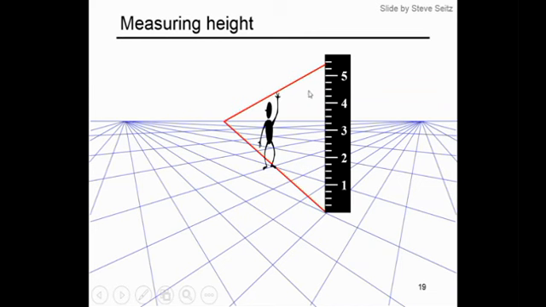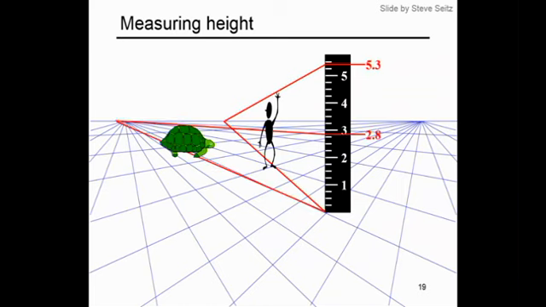So in this illustration, the man is like 5'5" or something. Well, his hand is 5'5", not 5.3, whatever. Okay, so if we wanted to then measure the turtle, we draw another line through the base of the turtle from the base of the ruler, see where it intersects with the vanishing line, and then draw through the top of the turtle, and then we get a different measurement.